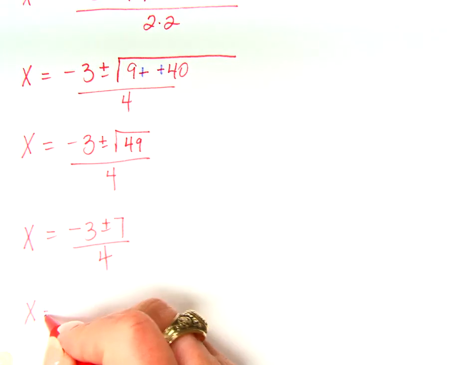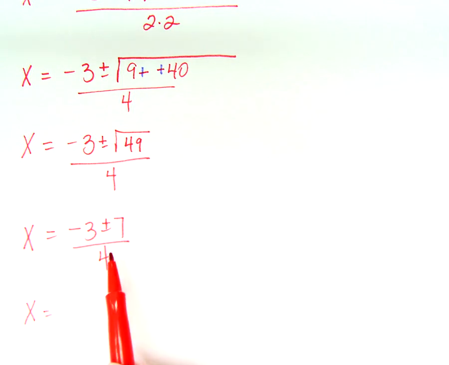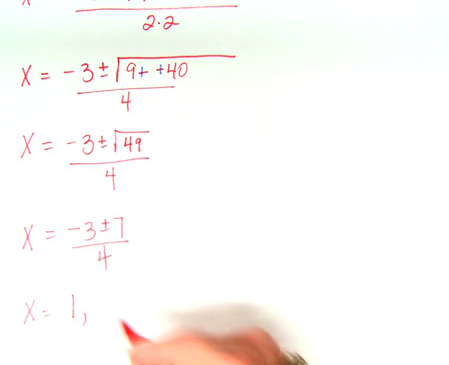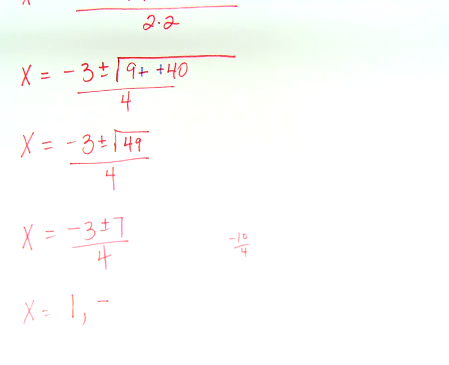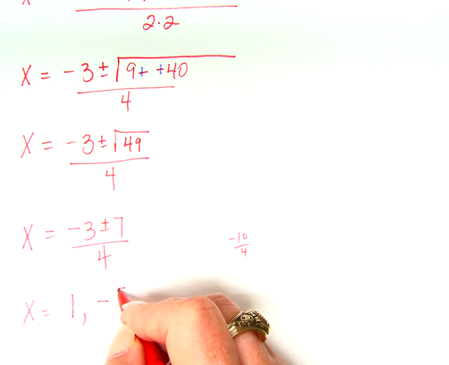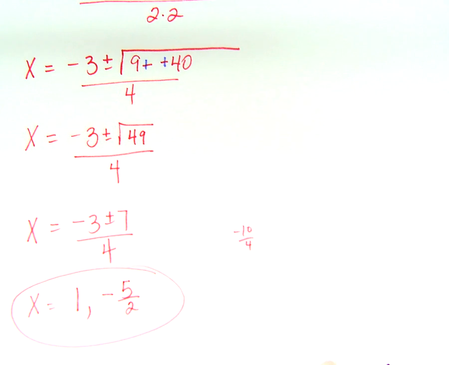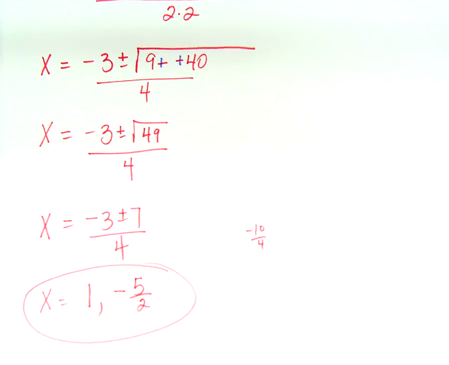So what is negative 3 plus 7? 4. What is 4 divided by 4? 1. What is negative 3 minus 7? Negative 10 divided by 4? Does that simplify? 5 over 2. If I were to graph this quadratic, where would it cross the x-axis? 1 and negative 5 over 2.